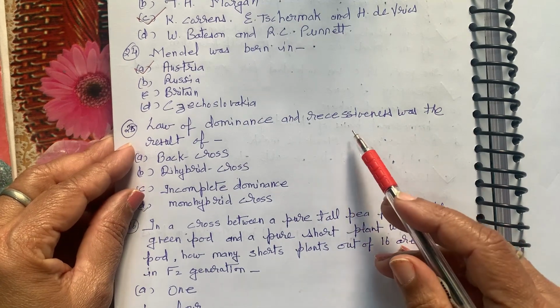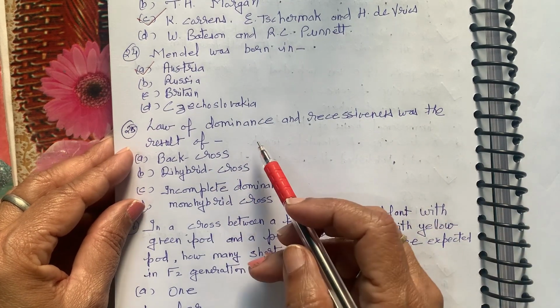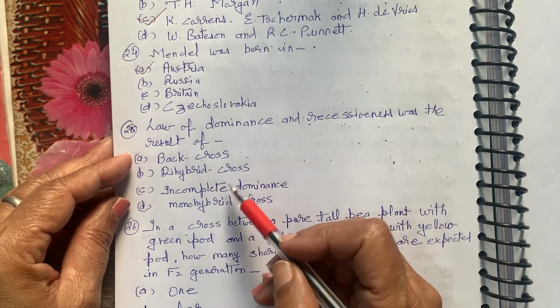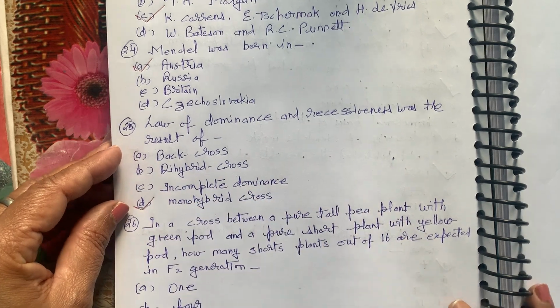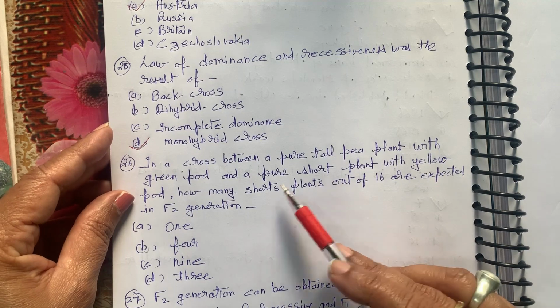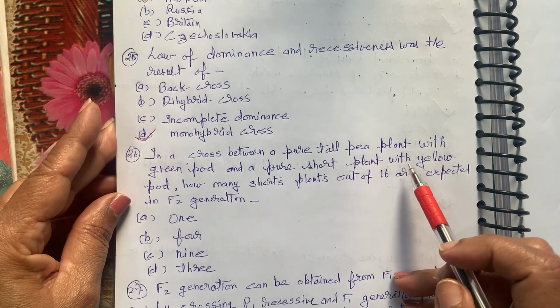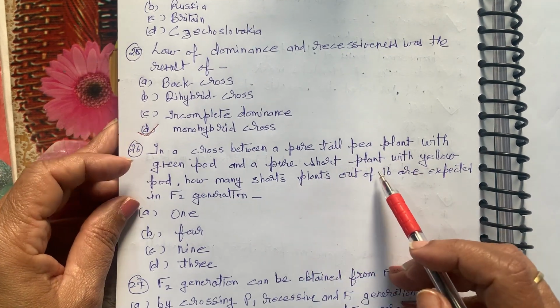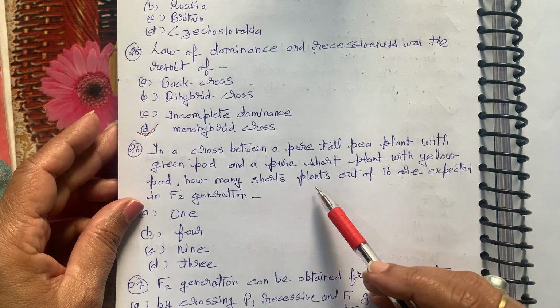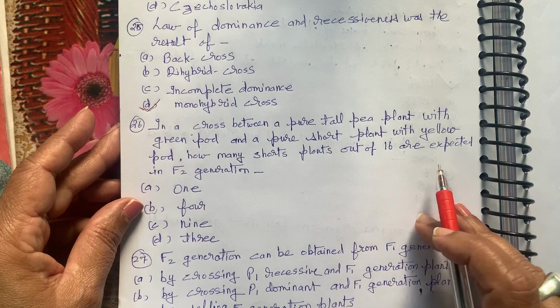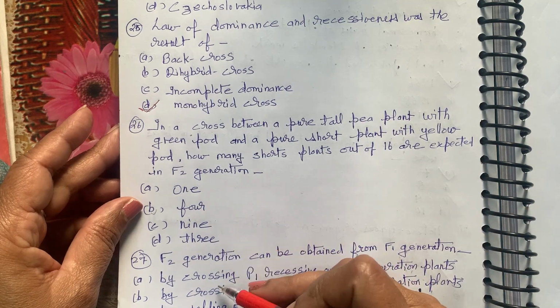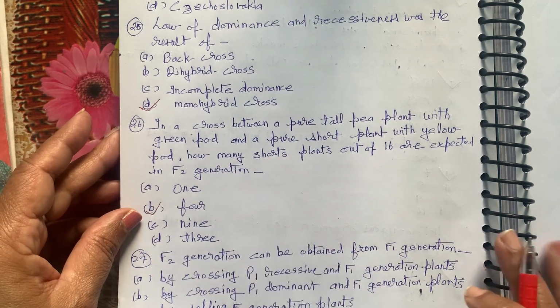Law of dominance and recessiveness was the result of backcross, dihybrid cross, incomplete dominance, or monohybrid cross. It is monohybrid cross. If in a cross between a pure tall pea plant with green pod and pure short plant with yellow pod, how many short plants out of 16 were expected in F2 generation? Correct option is 4.